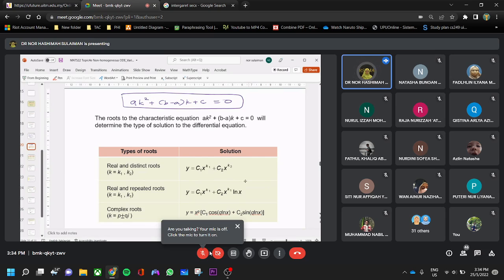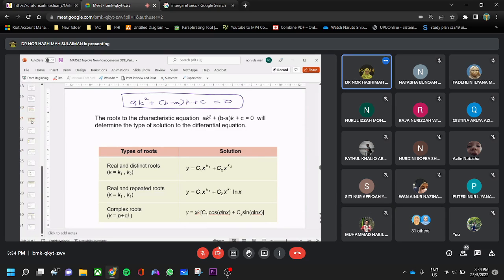Okay, and last, if the roots to the characteristic equation happen to be complex, then the corresponding solution will take the form of x to the power of p depending on the value of the real part p and the imaginary part q, because we're dealing with complex numbers, right? So dia akan x to the power of p, c1 cos(q log x) plus c2 sin(q log x). Okay? Boleh faham? Boleh. Okay, so mari kita tengok ni.